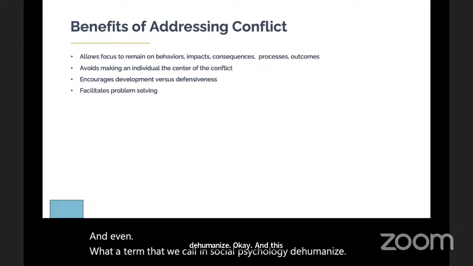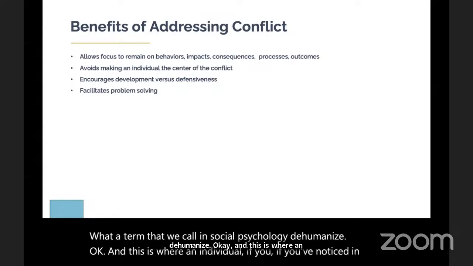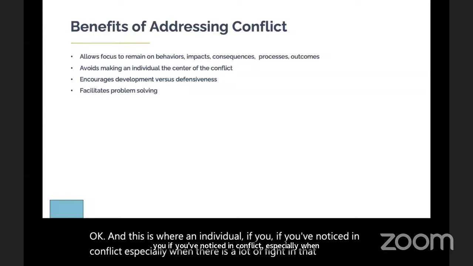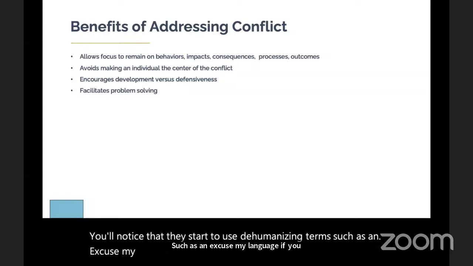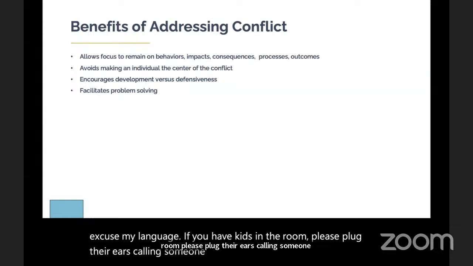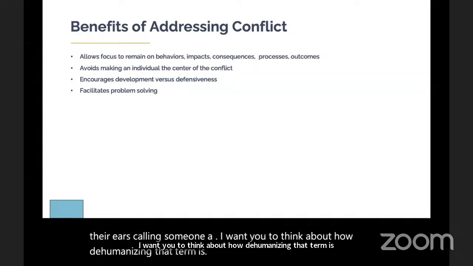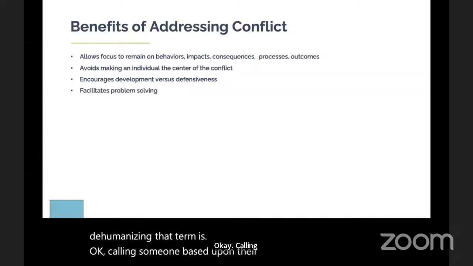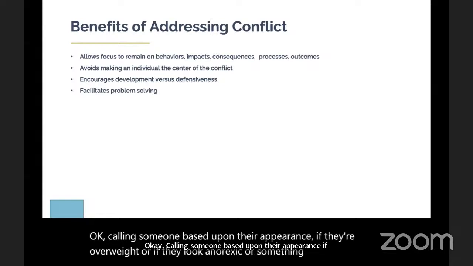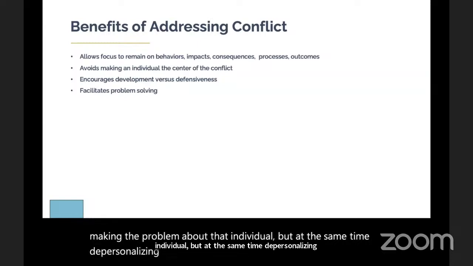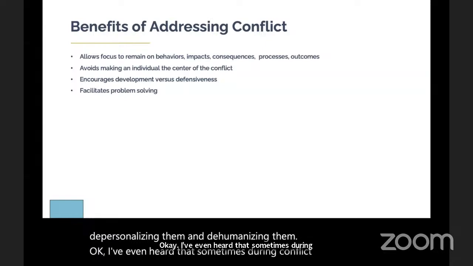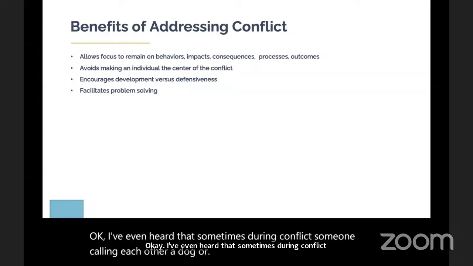This is where an individual, if you've noticed in conflict, especially when there is a lot of fight in that conflict, you'll notice that they start to use dehumanizing terms, such as, and excuse my language, if you have kids in the room, please plug their ears, calling someone a dumbass. I want you to think about how dehumanizing that term is. Calling someone based upon their appearance, if they're overweight or if they look anorexic, and making the problem about that individual, but at the same time depersonalizing and dehumanizing them. I've even heard that sometimes during conflict, someone calling each other a dog or the other term for donkey.